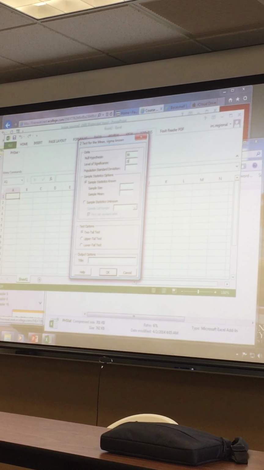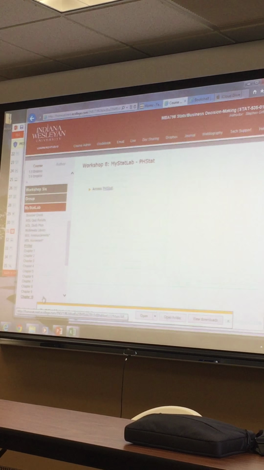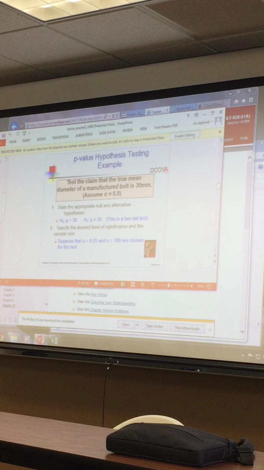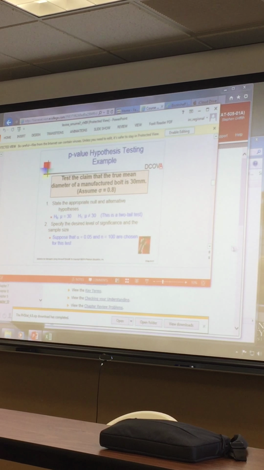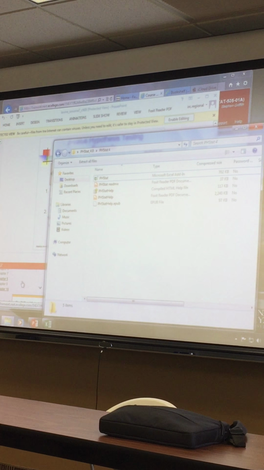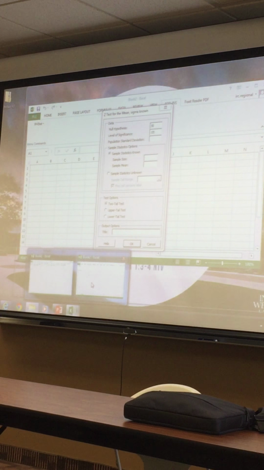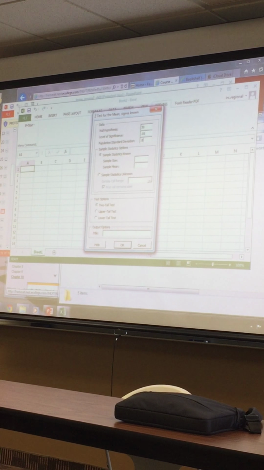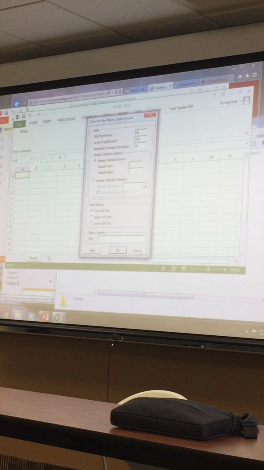They gave us that. Population standard deviation was 0.08. No, 0.8. Oh, 0.8. Caught that. Okay. Sample size is 100.